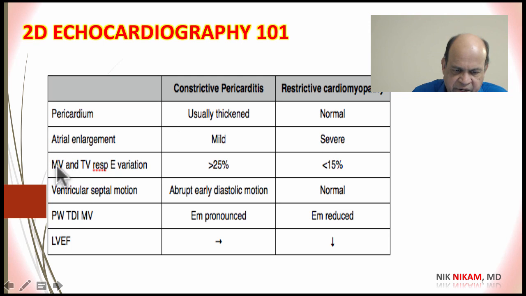Again, the mitral and tricuspid valve respiratory E variations are the ones which will enable us. We'll look into some waveforms with that one. And for the ventricular septal motion, there is abrupt early diastolic motion in constrictive pericarditis, whereas in restrictive cardiomyopathy it is normal. We'll look at an example of that one. And the left ventricular end diastolic pressure can vary depending upon the condition.